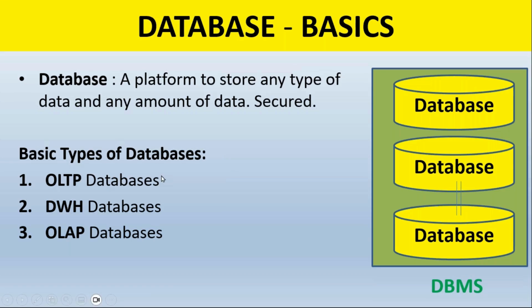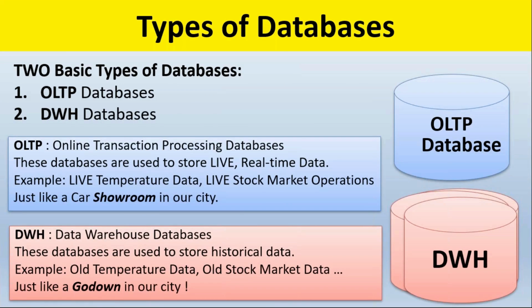Let's understand slowly OLTP and data warehouse. OLTP, online transaction processing database, stores live real-time data like live temperature, live stock market operations, just like a live car showroom. Whereas a data warehouse stores historical, inactive data, like old temperature data, old stock market operations, just like a godown in our city. And our duty is in the warehouse, data engineering.